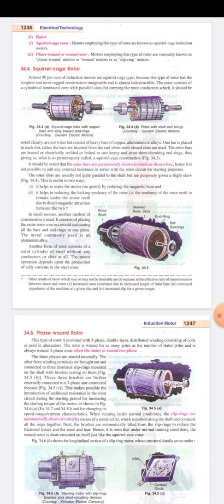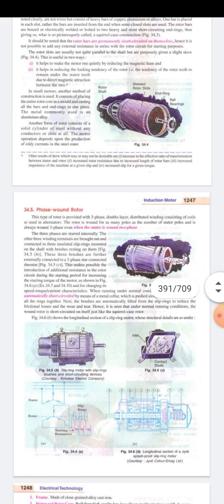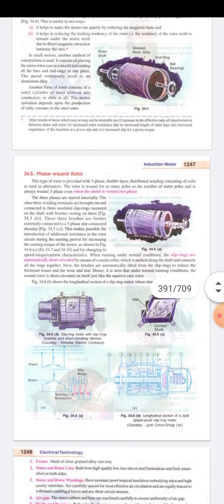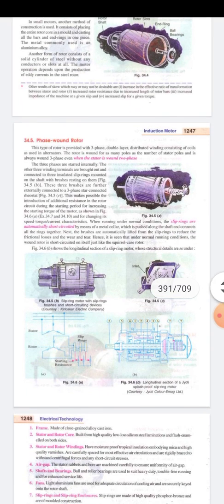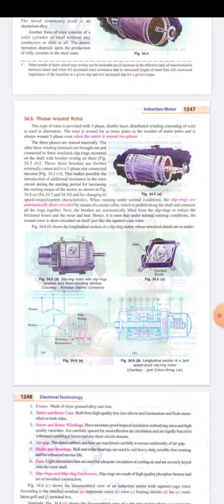In small motors, another method of construction is used. It consists of placing the entire rotor core in a mold and casting all the bars and end rings in one piece. The metal commonly used is an aluminum alloy. Another form of rotor consists of a solid cylinder of steel without any conductors or slots at all. The motor operation depends upon the production of eddy currents in the steel rotor.